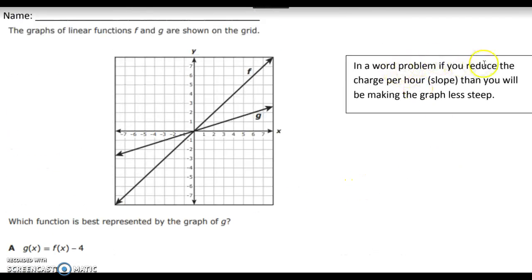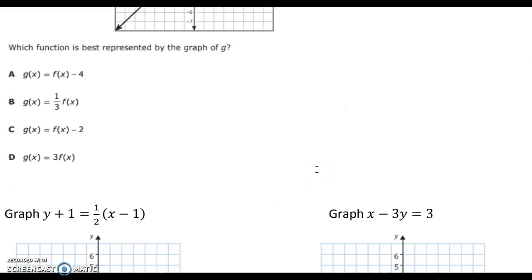Now up here I told you in a word problem you could say reduce the charge per hour, which is your slope because of the word per, and that would make it less steep. Now if it said anything about increasing the charge per hour, the slope, then you would call it steeper. So that's how you know in a word problem if it's going to be less steep or steeper.